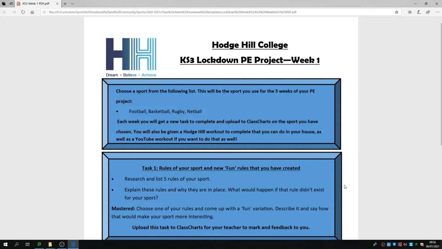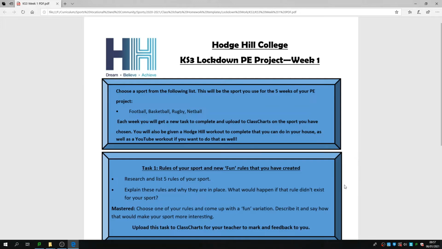So if you're playing it in a lesson, or you're watching it on the TV, or you're playing a game for a team, 5 different rules that are used. So for example, if it was football, it might be offside. If it was basketball, it might be double dribble. Rugby, it might be the backward pass. Netball, footwork, for example. So those are some that could get you started, and you're going to explain these rules and why they're in place.